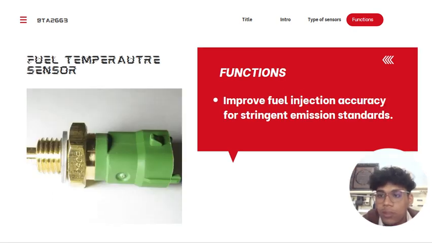Next is the fuel temperature sensor. The fuel temperature must be measured because of the fuel density. Just like the density of air, it is affected by temperature. Hot fuel is less dense and burns more easily, so a bit more fuel must be injected to compensate for this. So its function is to improve fuel injection accuracy for stringent emission standards.